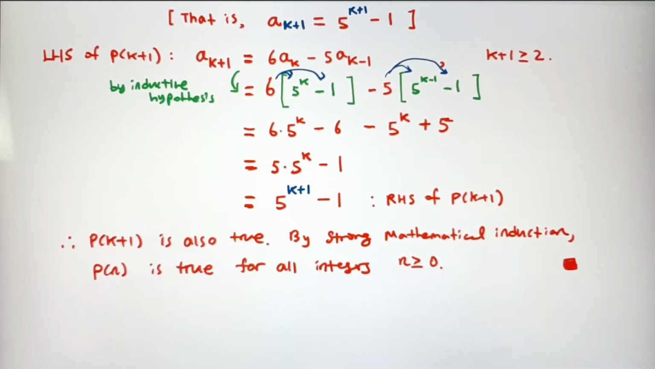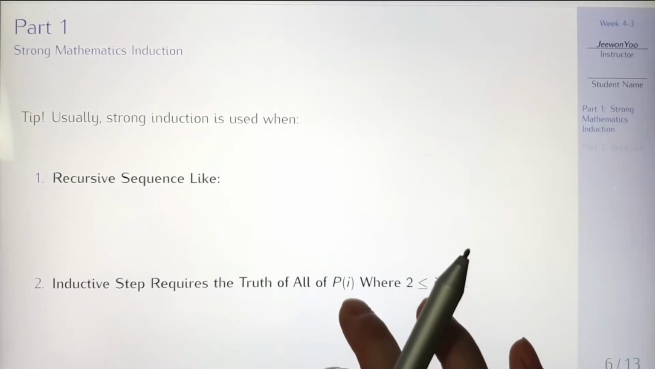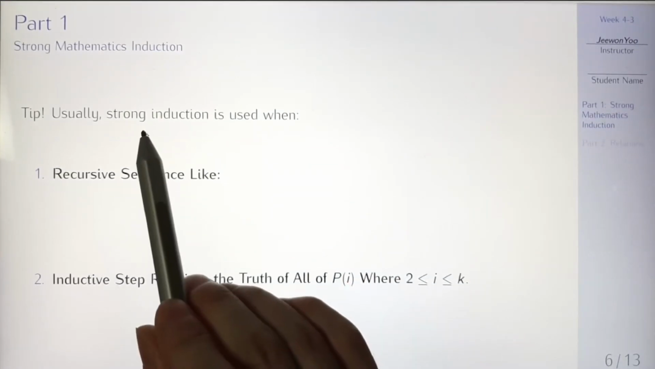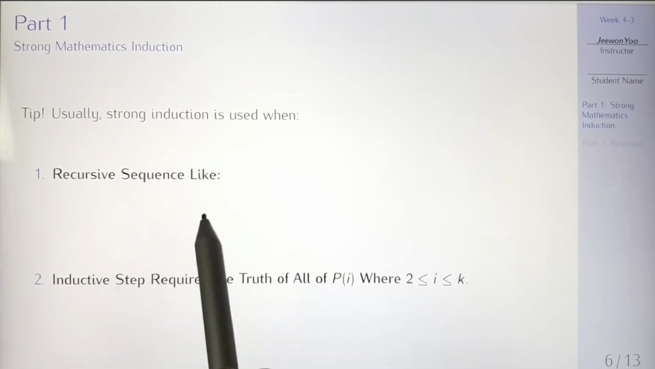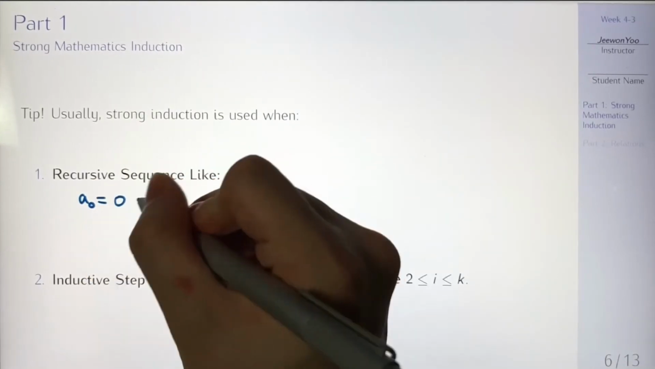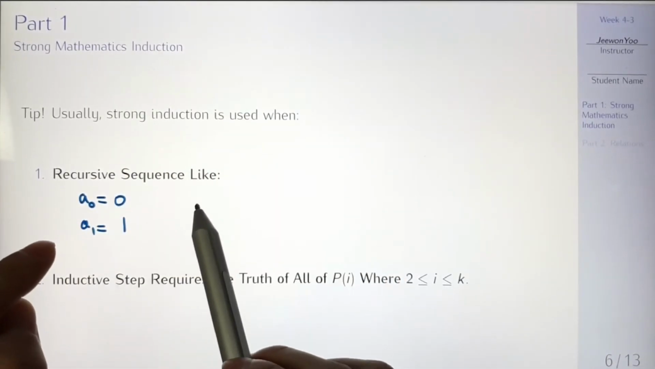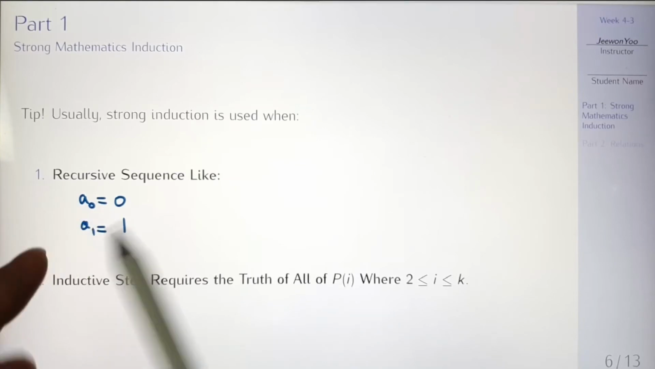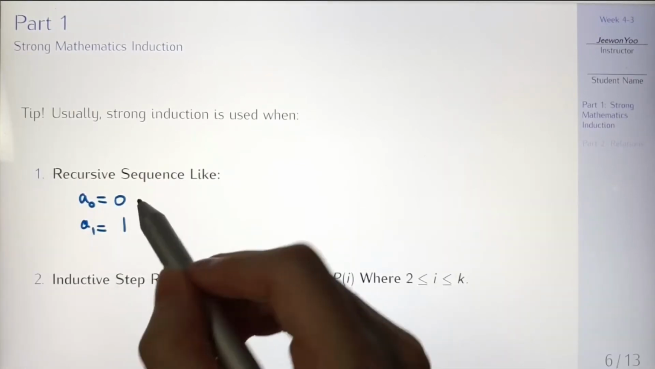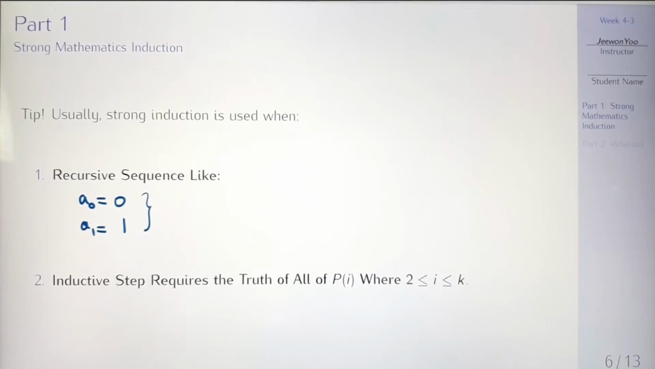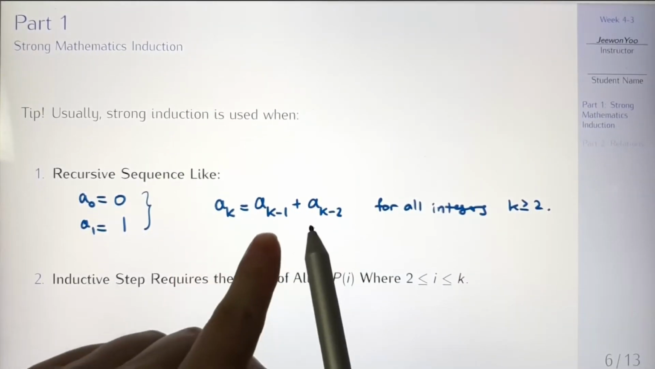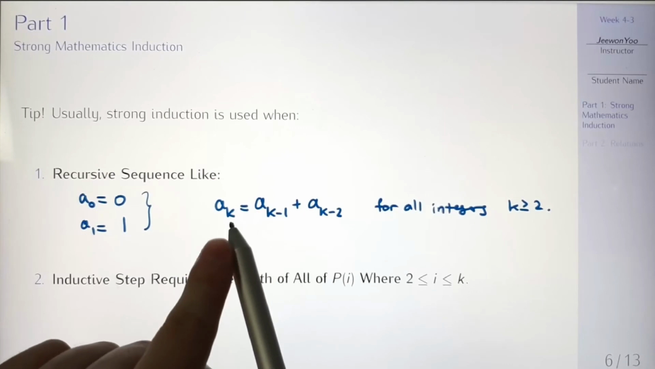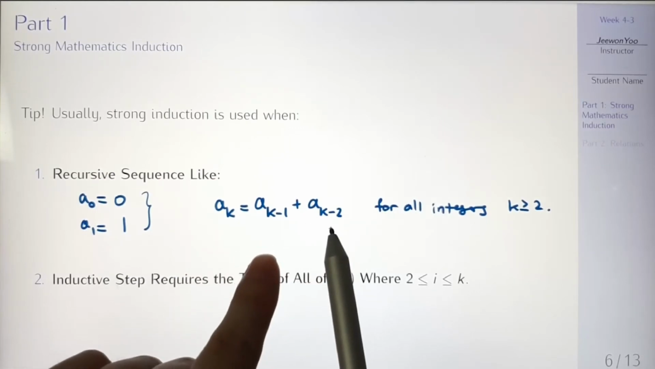Alright, this is the end of the example. And here's a little tip about strong induction. Usually, strong induction is used when we have recursive sequences like this, just like before. When we talk about recursive sequences, we need at least 1 or 2 pieces of information so that we can get the next later terms. Using these first 2 terms, we can get the next later term, say a_k, which is the summation of the previous 2 terms. So the later term depends on the previous 2 terms.